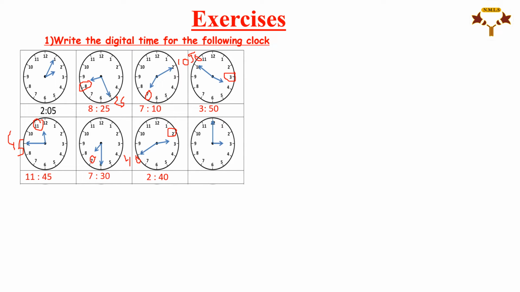Here we have short hand at 3 and long hand at 12. 12 means 0 minutes. Then it will be 3 and 0 minutes. 3 o'clock means 3 o'clock. 3 and 0 minutes.